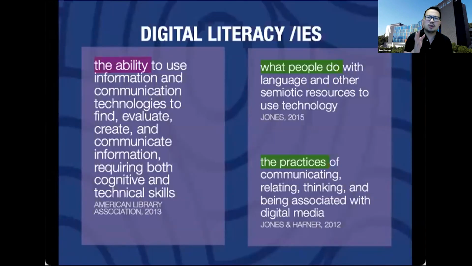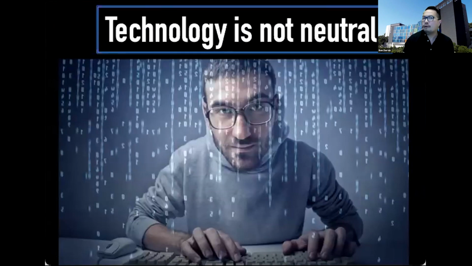So as opposed to a specific ability to use these technologies, for me, it is what appears on the right, that is, it's what people do with not just language, but other semiotic resources to use technology. It's the social practices of communicating, relating, thinking, and being that is associated with digital media. Because if we choose technology to mediate our interaction, our day-to-day lives, the reality is technology is not neutral.